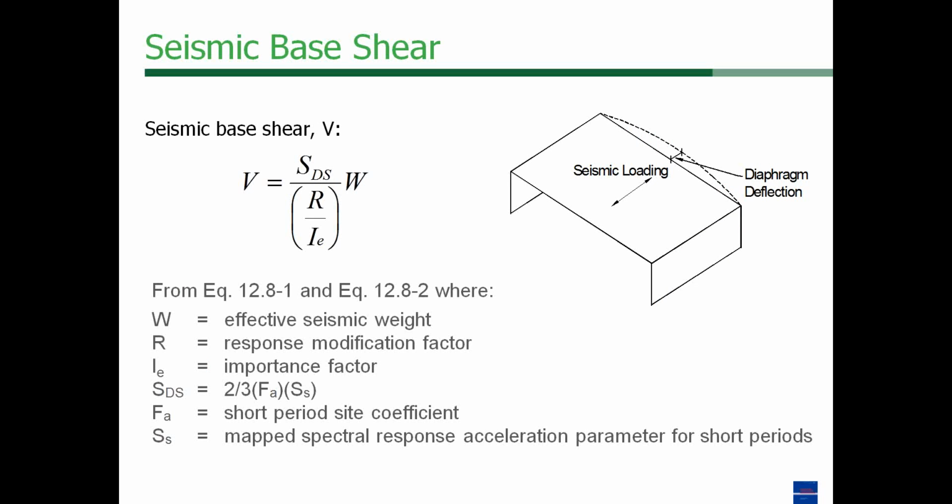So as mentioned, the period of the wood frame structure is a short period, and this equation shown here is the seismic base shear for short period structures. It's a combination of two equations in ASCE 7, 12.8-1 and 12.8-2, and this is what's most generally applicable for wood frame structures when calculating the base shear requirements.